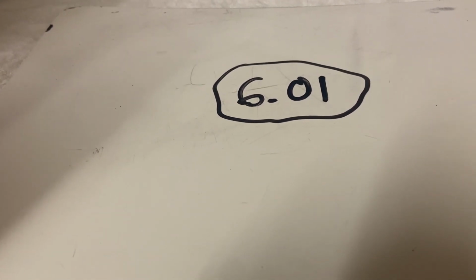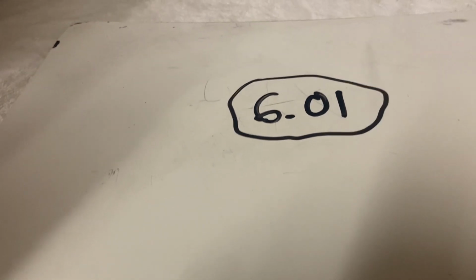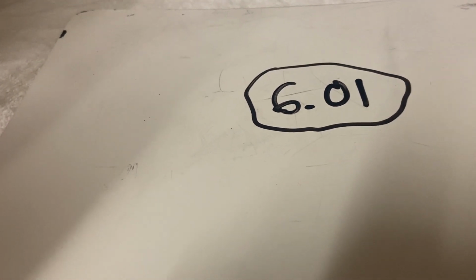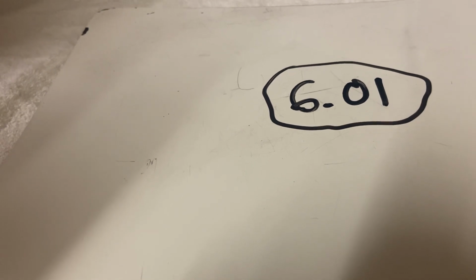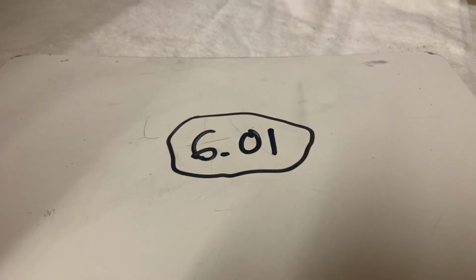For this assignment, I'll be teaching you the most important lessons that I think are teachable. For the first part, we're learning about 6.01 Trigonometric Identities. So, without further ado, let's begin.